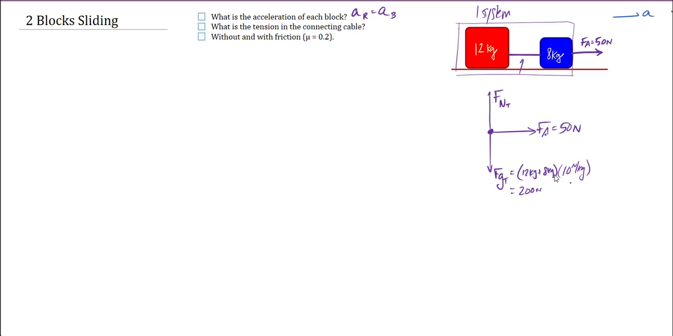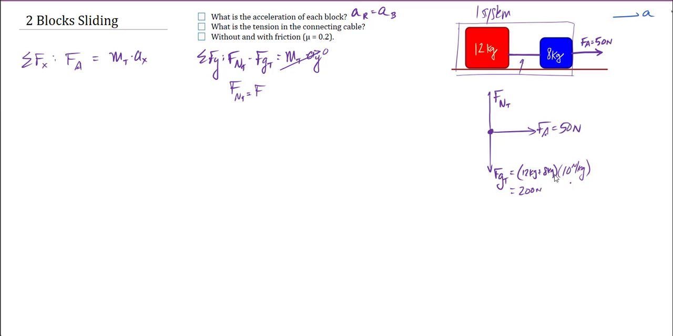Now let's write some Newton's second law equations. So in the x direction, we have just our applied force, and that is causing our total mass to accelerate. And in the y direction, we have our normal force minus our gravity force, and that is causing our mass to accelerate in the y direction. Now these are sliding along the ground, so we can assume our y acceleration is 0, which means our normal force equals our gravity force.